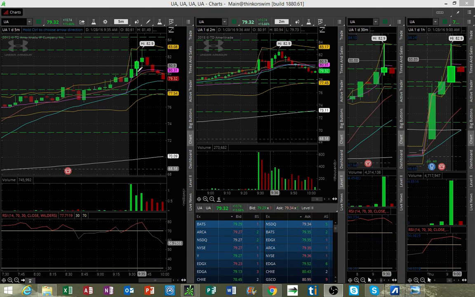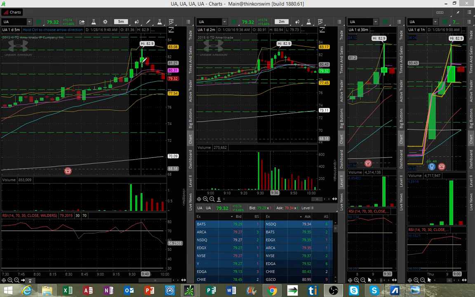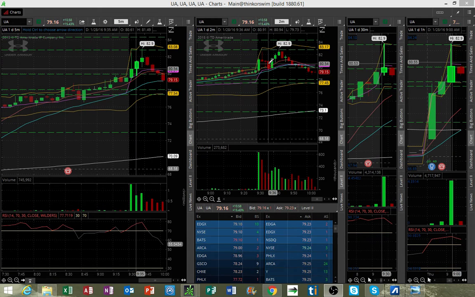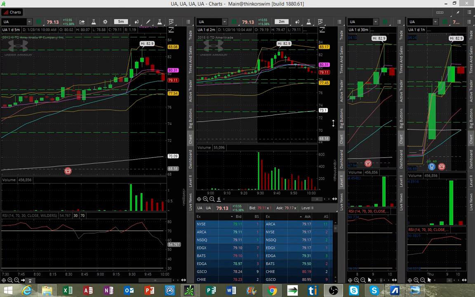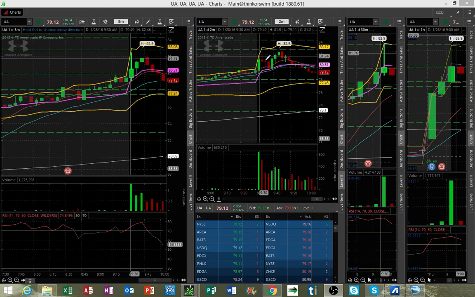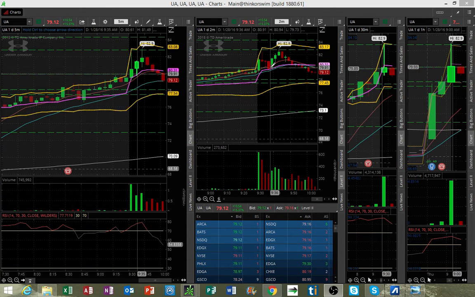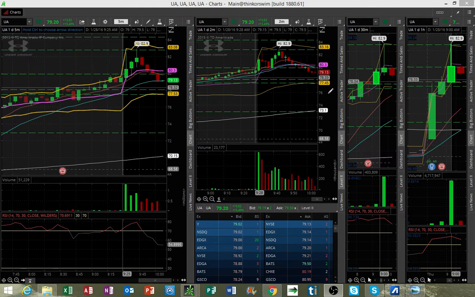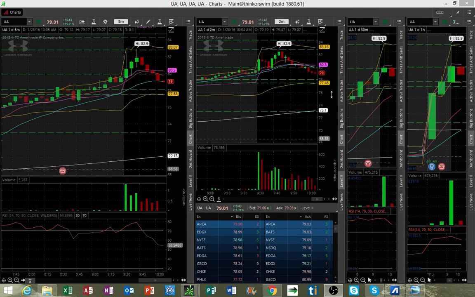You can see on this, there's no entry on the 5-minute, but on the 2-minute is where I found my entry and just got lucky on that, is pretty much all it was. Even though it was a solid entry, it was a setup on the 2-minute. You can see on the 5-minute, I just pretty much got lucky.